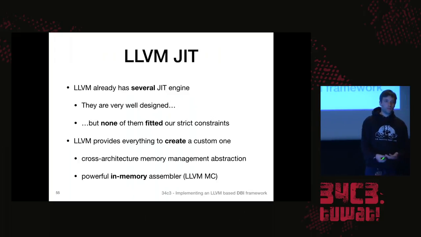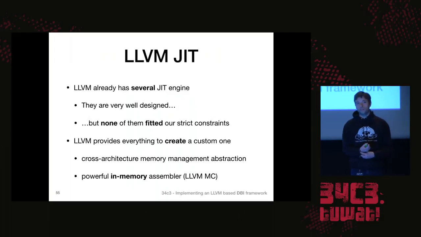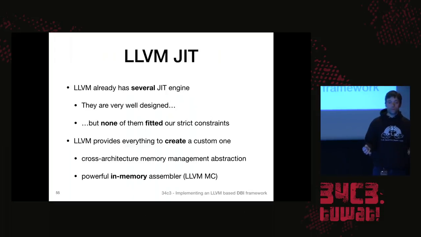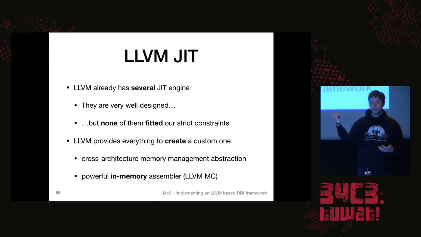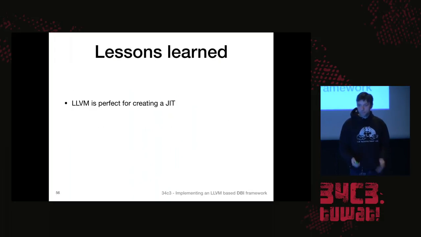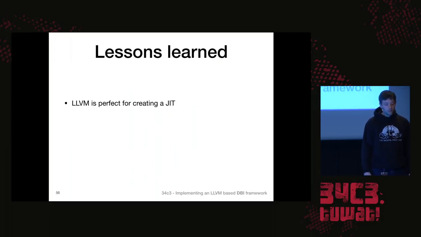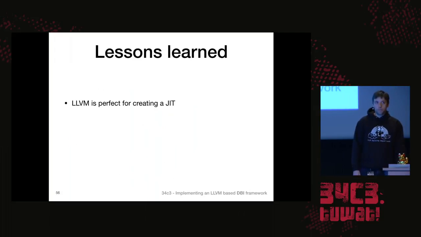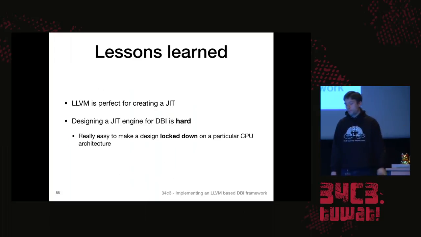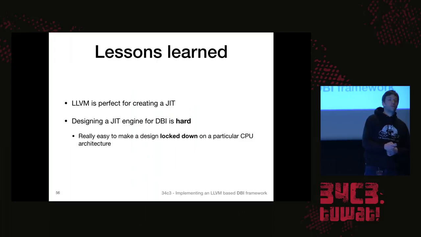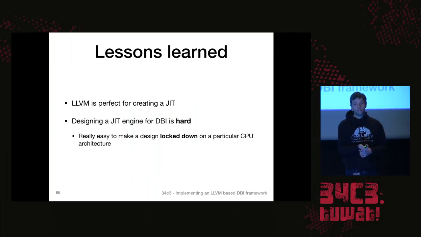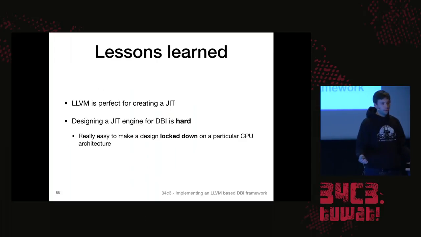But inside LLVM, you have all the functions you need if you want to create a just-in-time engine: all the cross-architecture memory management abstractions, and also this powerful in-memory assembler, LLVM MC. What we learned from that is that if you want to create a just-in-time engine, LLVM is really perfect for the job. But designing a just-in-time engine for a DBI, taking into account the cross-architecture problem, is really difficult, because you can easily be locked into a CPU architecture if you start assuming that you can simply access memory with a 32-bit offset, for example.